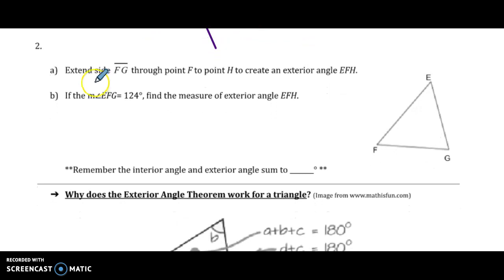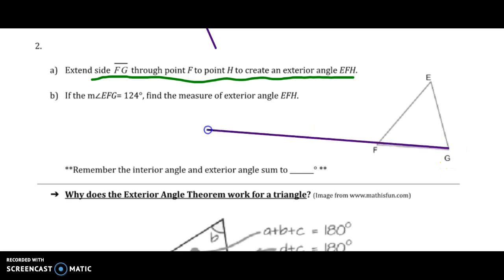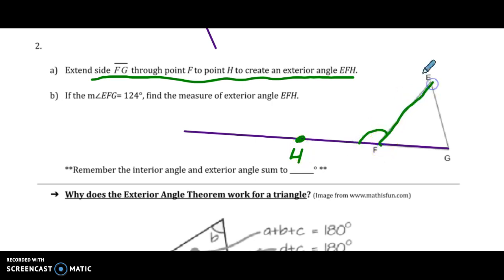So for number 2, we're going to extend side FG through point F to point H to create an exterior angle EFH. So again, we'll extend FG as far as you'd like. We're going to put a point H out there, and we've created an angle EFH, which is outside the given triangle, so it is an exterior angle.